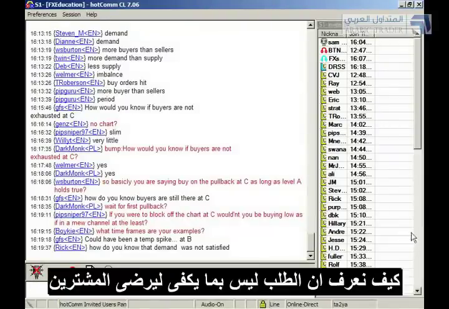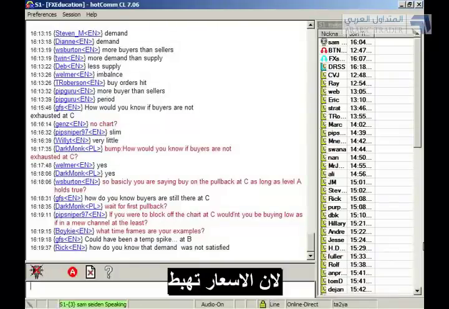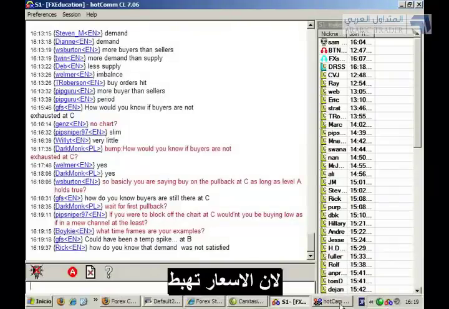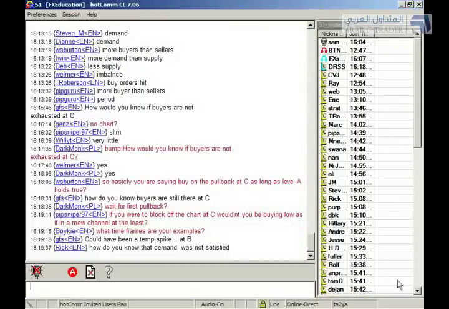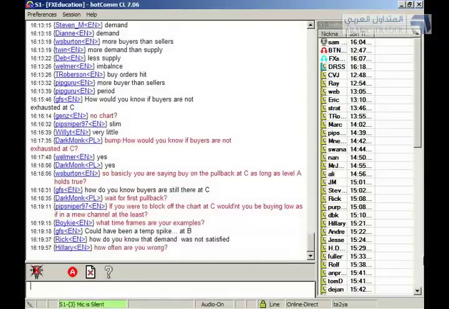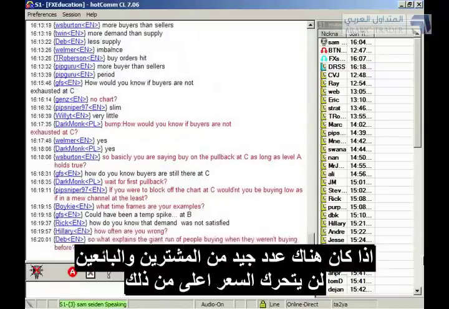How do you know demand was not satisfied? Because prices moved higher. If there were an equal number of buyers and sellers, price never would have moved higher as it did.